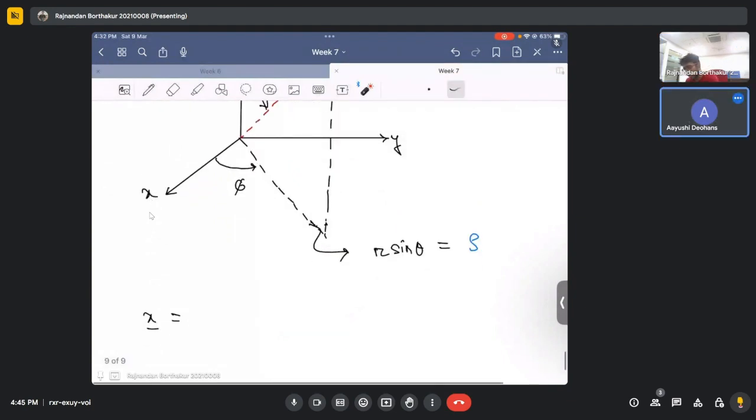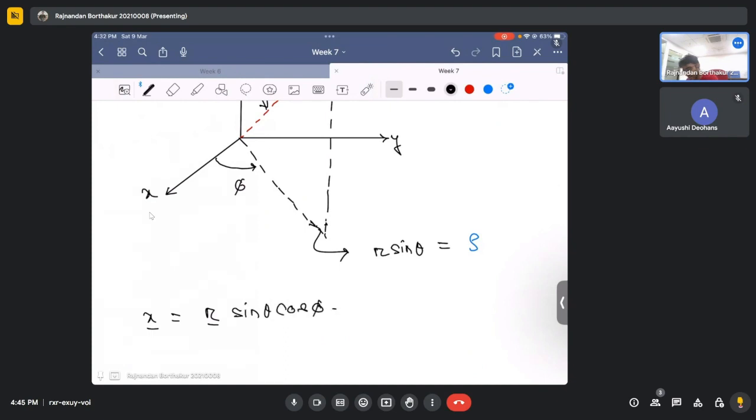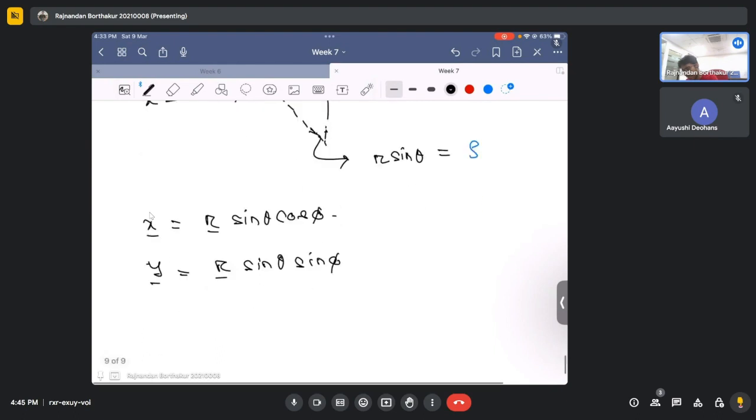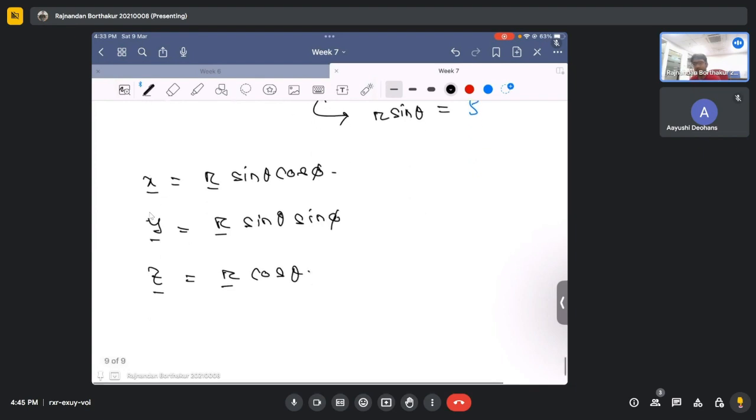Yeah, exactly. So this x becomes r sine theta cos phi. Similarly, you can show that your y becomes r sine theta sine phi. And your z essentially becomes r cos theta. And this is essentially the relation between the Cartesian coordinate system and the spherical coordinate system.